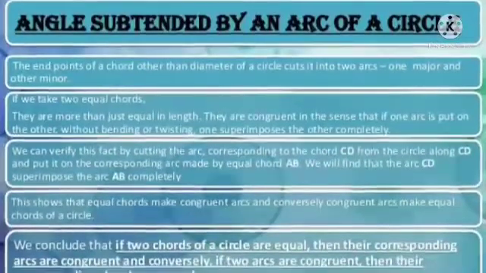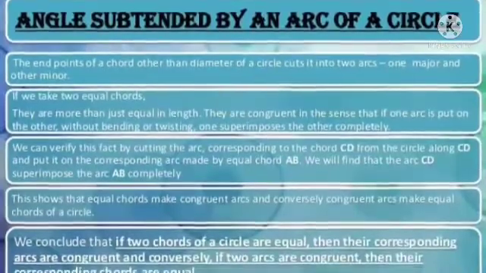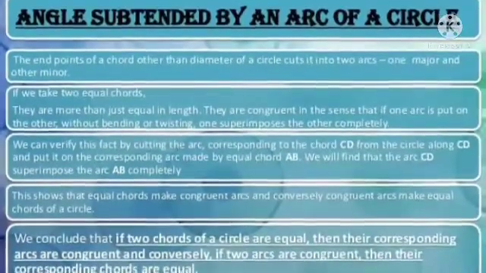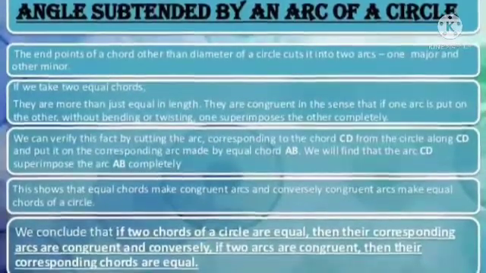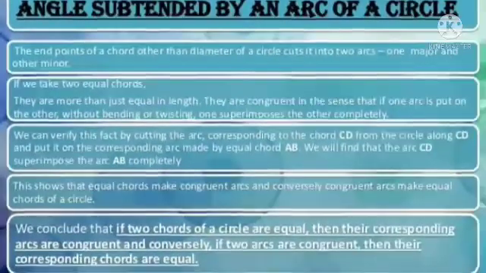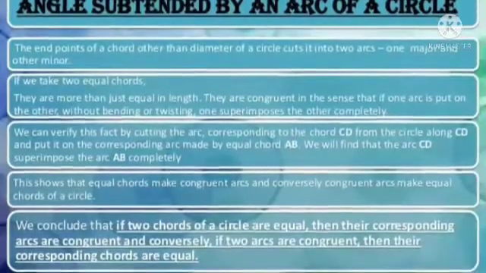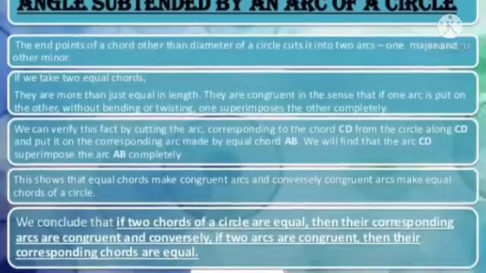Angle subtended by an arc of a circle. The endpoints of a chord other than a diameter of a circle cut it into two arcs, one major and the other minor. If we take two equal chords, they are more than just equal in length.